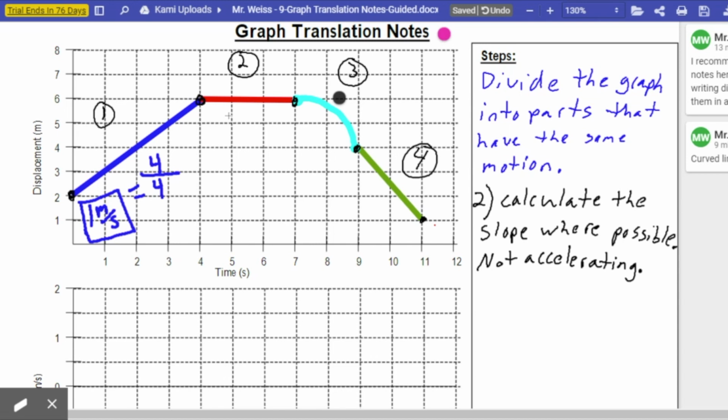Now let's look at the second line here. Well, we can see it's a horizontal line, so we know that the slope of a horizontal line is just 0. We need to remember though, it's not just 0, it's 0 meters per second, because slope has units.